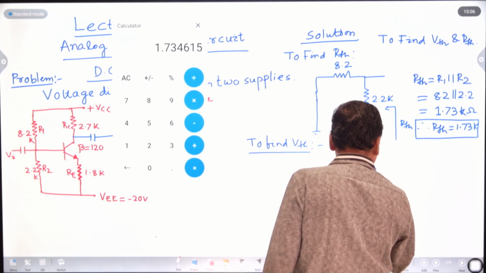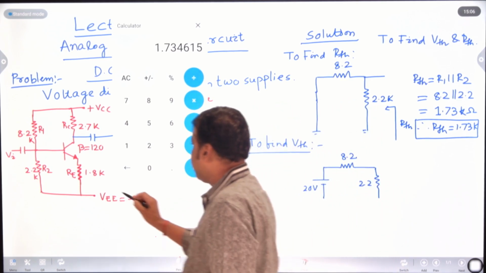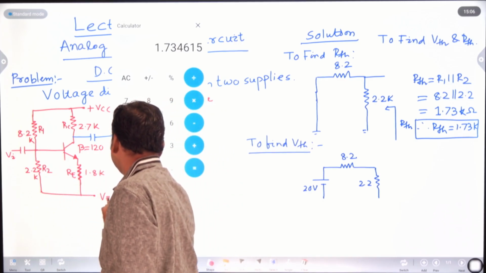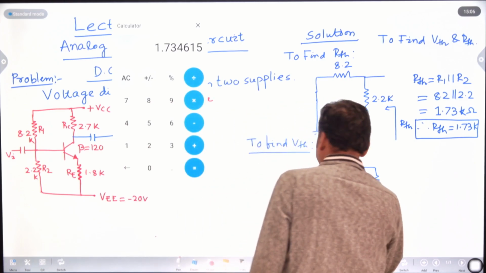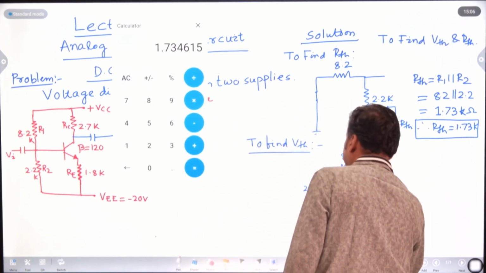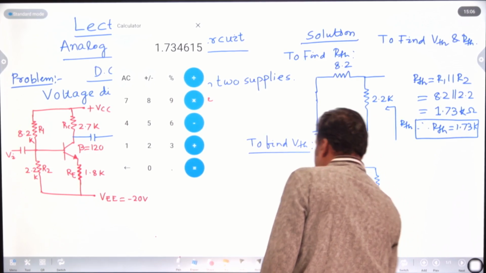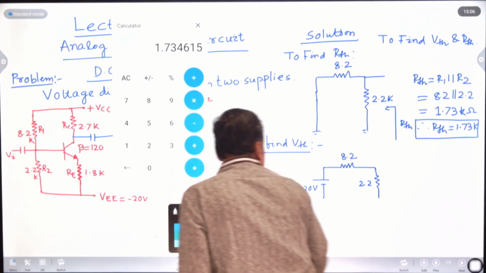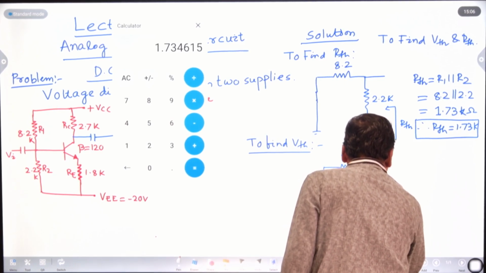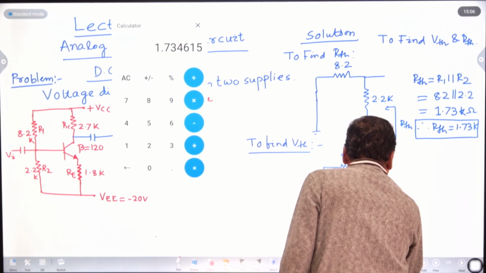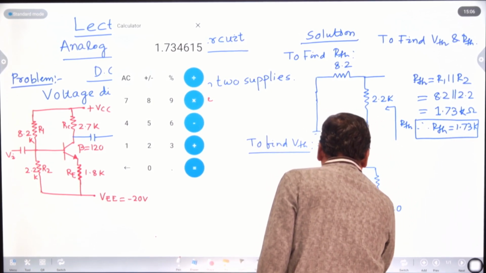Here R2 is your 2.2, and this emitter resistance here is 2.2, this plus V minus 20 volt. That means the 20 volt here, the supply voltage, is nothing but what? Minus 20 volt. Minus 20 volt means symbolically, in a cell, the lower terminal end is your positive terminal and the upper terminal is your negative terminal, like this. This is your 20 and this is also 20, like this.